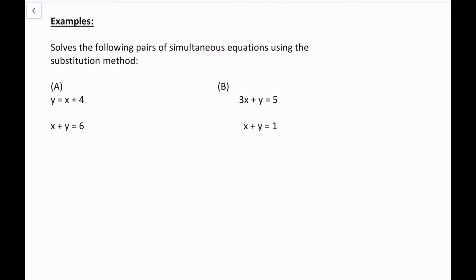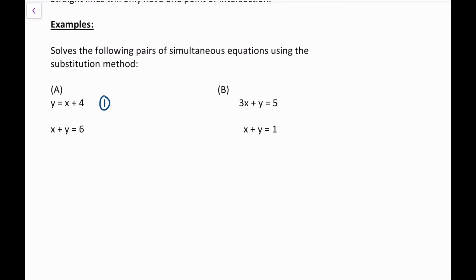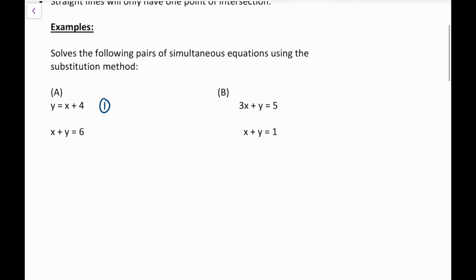So the first example here, question A, says solve the following pairs of simultaneous equations using the substitution method. So the very first thing that we do is, well, I've got these two equations here. I need to find where these two straight lines will intersect. The first part of the substitution method is labeling our equations. I'm going to call the equation y equals x plus 4 equation 1. x plus y will be equation 2.